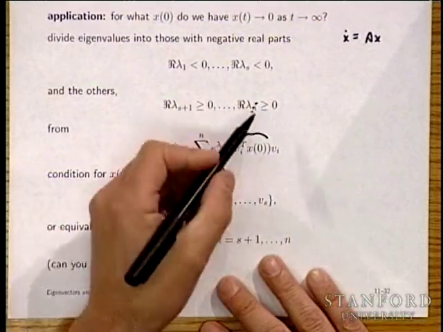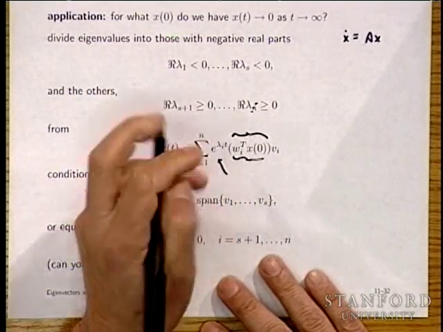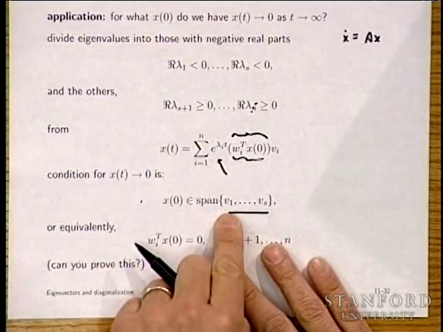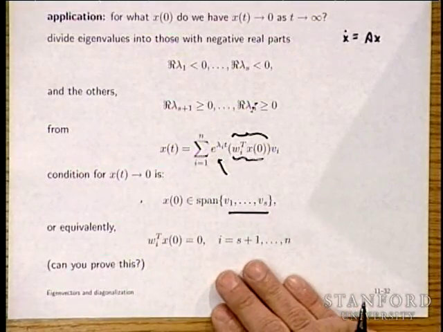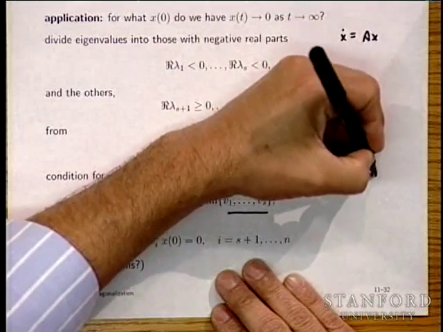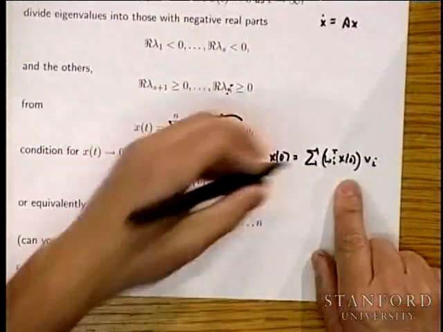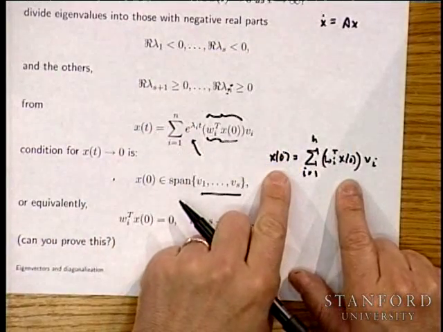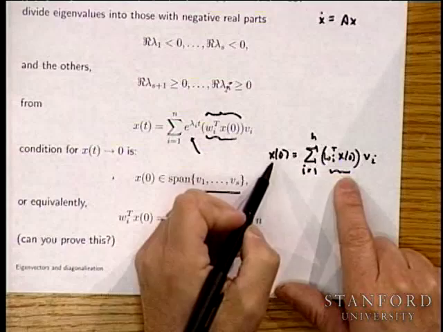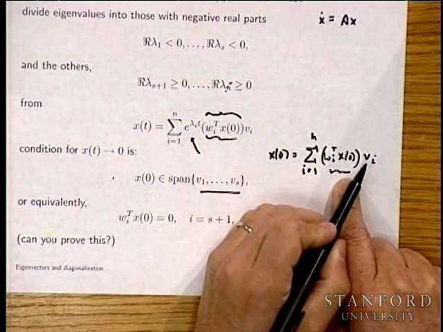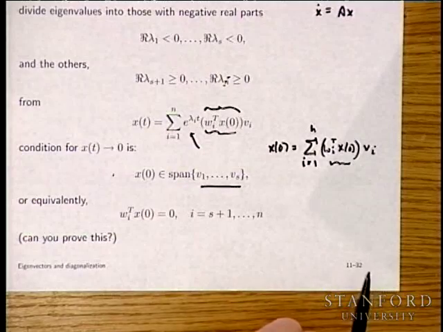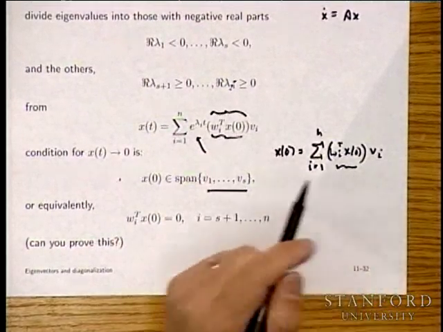So one way to say it is that these numbers should be 0 for s plus 1, s plus 2, up to n. By the way, that is identical to saying that you're in the span of v1 through vs. Why? Because x of 0 is equal to the sum of wi transpose x of 0 times vi. Therefore, to say that these are 0 from s plus 1 to n means that x of 0 is a linear combination of v1 through vs. Okay? So these are two different ways to say this. And there'd be all sorts of names people would call this. They would refer, by the way, to this span.